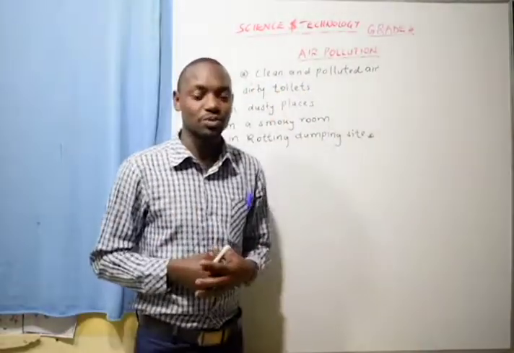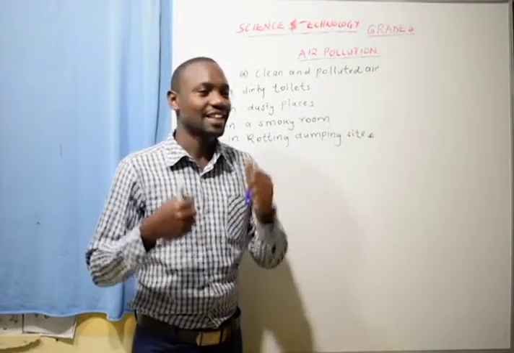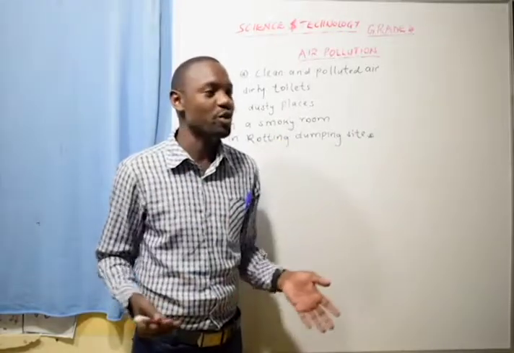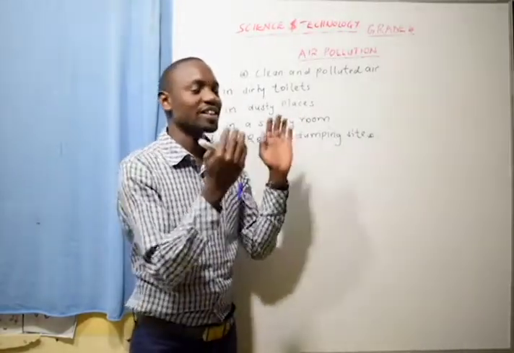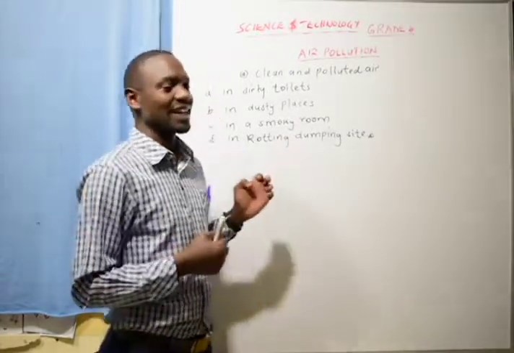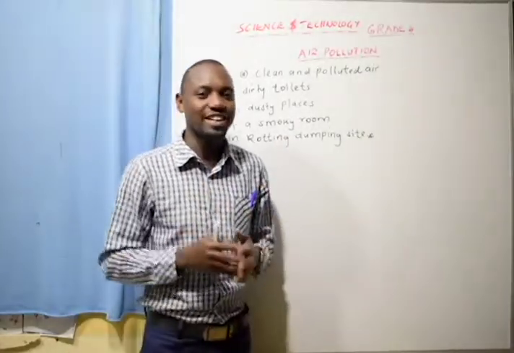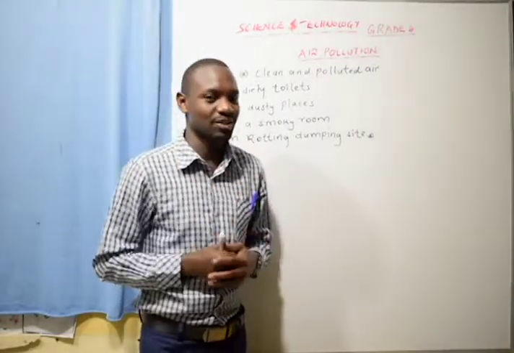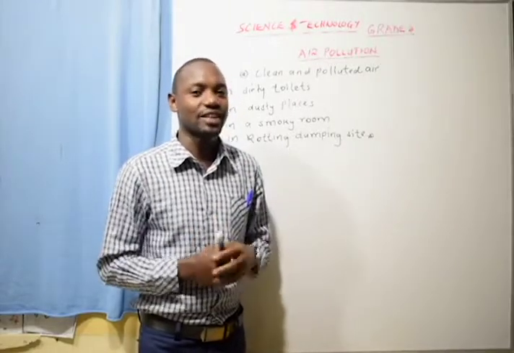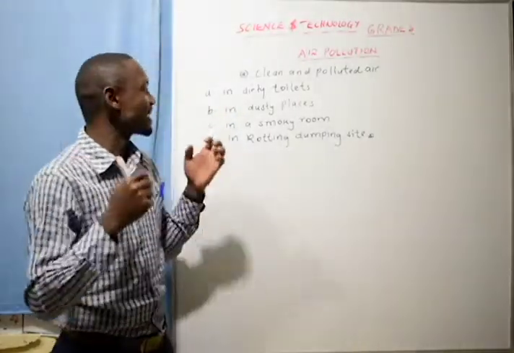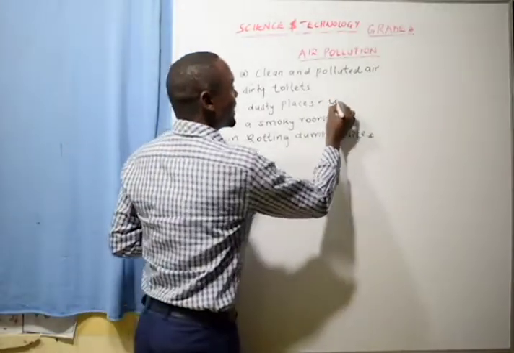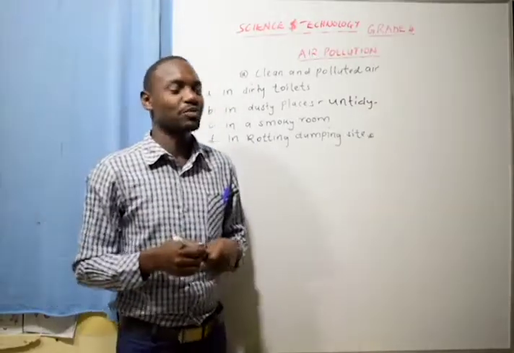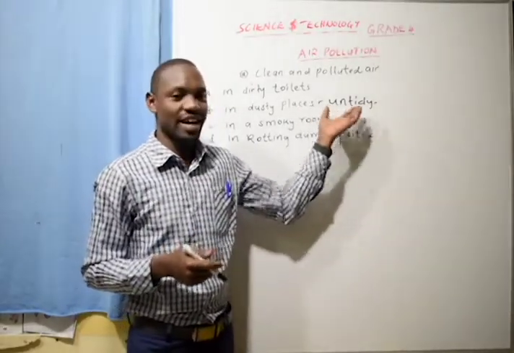For example, a classroom that is very dirty, that is untidy, that has a lot of dust on the windows, dust on the chairs, on the tables. Compare that classroom with a classroom that is very neat and well arranged. You realize that in a neat and clean classroom, the air there is very clean compared to an untidy classroom. An untidy classroom does not have clean air.